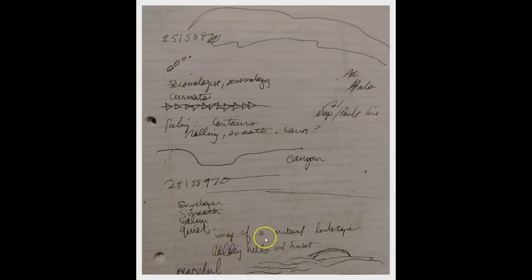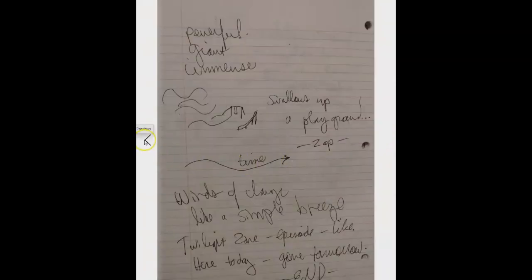But the interesting thing here is this sunset again, this peaceful setting, a natural image of a natural landscape. Yeah, very strange. And then you have this powerful, giant, immense scene of a slide and swing set that is swallowed up whole, zapped, and this temporal time elapse element. Winds of change like a simple breeze, Twilight Zone episode like here today, gone tomorrow, and we end. So again, that one sort of ends the same way.